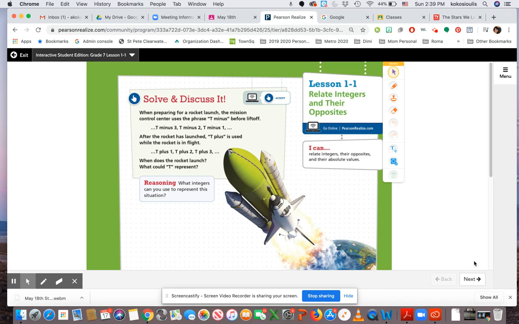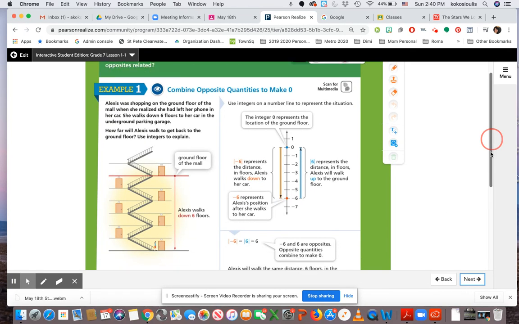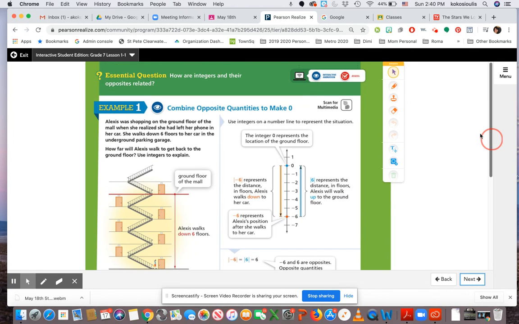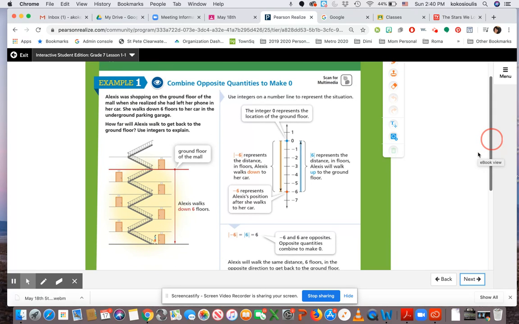Sounds really complicated, but it's super easy. We've been doing it this whole time. So let's just take a look at some examples of how you would do this. Example 1 talks about integers and their opposites, and that's really important to understand. Alexis was shopping on the ground floor of the mall when she realized she left her phone in her car. She walks down 6 floors to her car in the underground parking garage. How far will Alexis walk to get back to the ground floor?